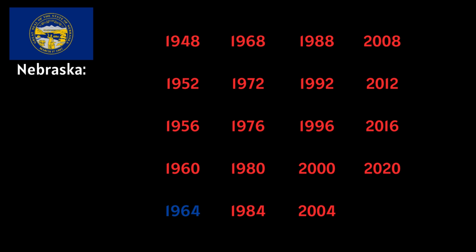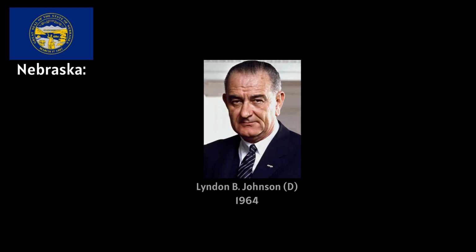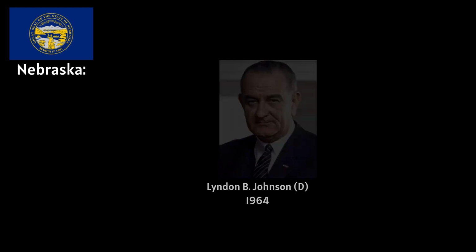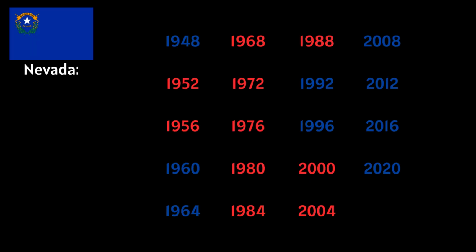Nebraska is also a very conservative state, having only voted for 1 Democrat since 1948. In 1964, Nebraska voted for Lyndon B. Johnson. Nevada is historically more Republican, having voted for 10 Republicans since 1948, but has voted Democrat since 2008.